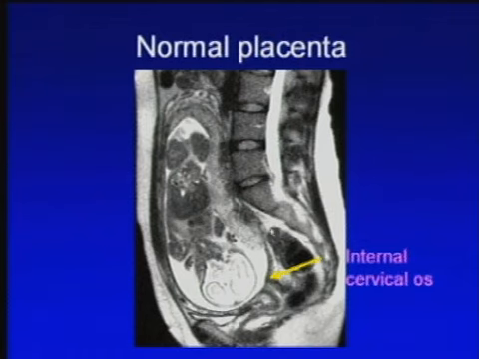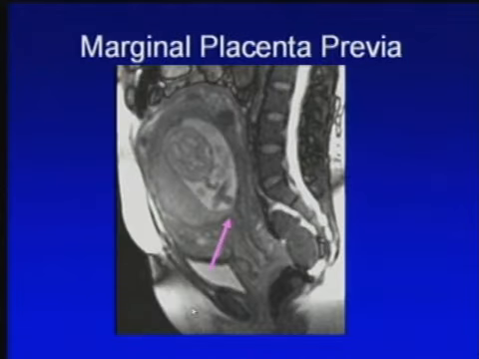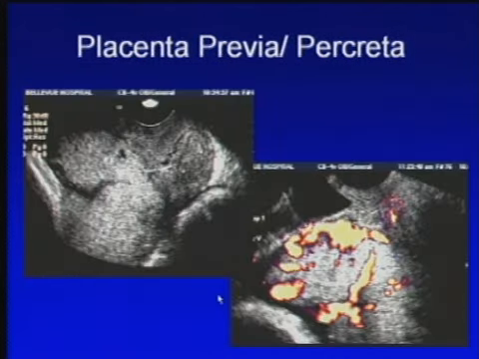Here we see a posterior placenta on an MR on the sagittal haste image. You can see the internal os very nicely. Clearly there's no placenta previa here. On the other hand, in this patient, there is a marginal placenta previa because the inferior leading edge of the placenta covers the internal cervical os.